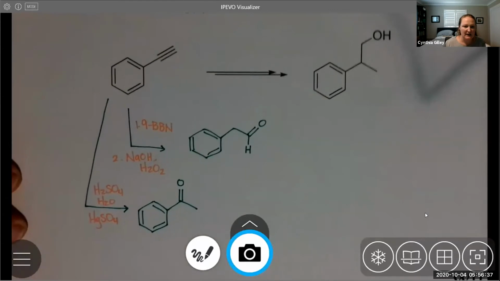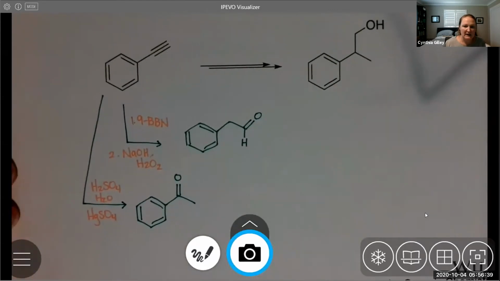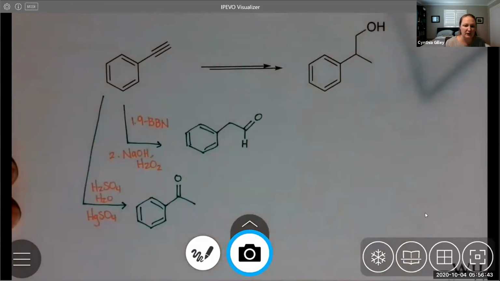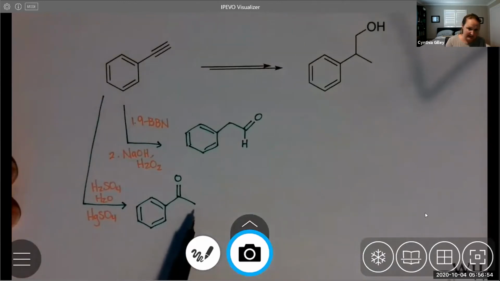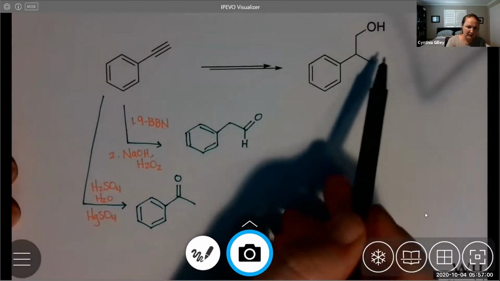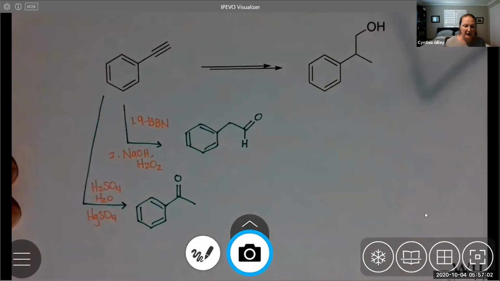And I might think about now, I know I need to add another carbon and eventually get an alcohol functional group. Which one of these is more useful for me at this point? So at this point, I kind of like this ketone because of this methyl group. I'm looking at this methyl group and it kind of reminds me of this methyl group. So this might be something that I pursue a little bit more.